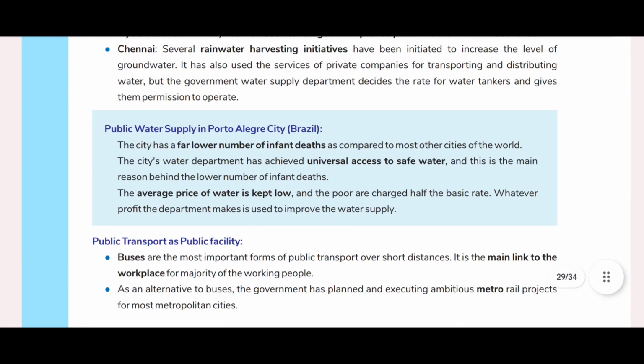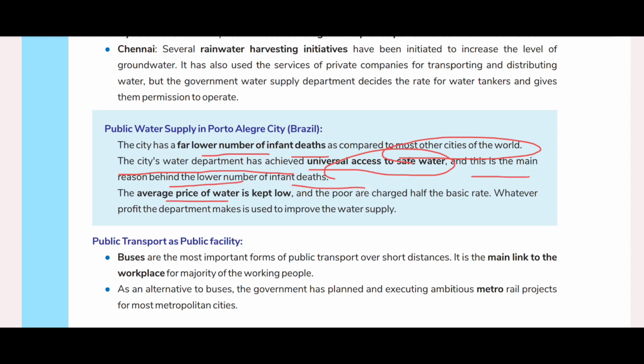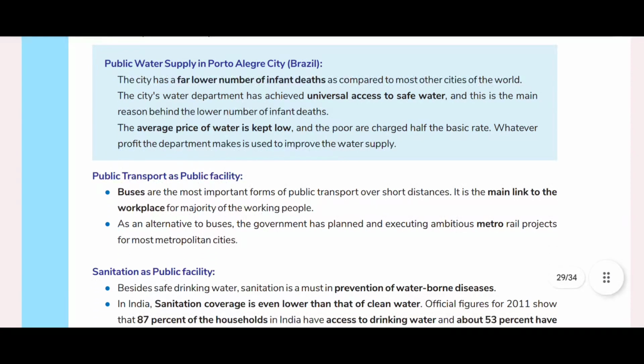Public water supply in Porto Alegre city, Brazil. The city has a far lower number of infant deaths as compared to most other cities of the world. The city's water department has achieved universal access to safe water, and this is the main reason behind the lower number of infant deaths. The average price of water is kept low and the poor are charged half the basic rate. Whatever profit the department makes is used to improve the water supply.